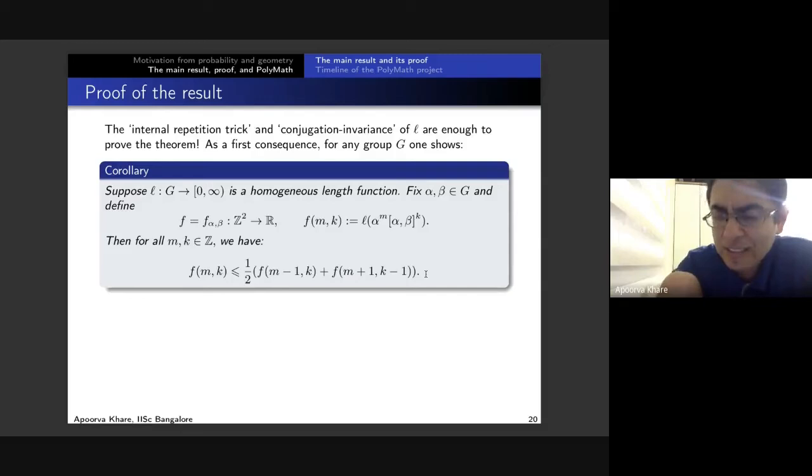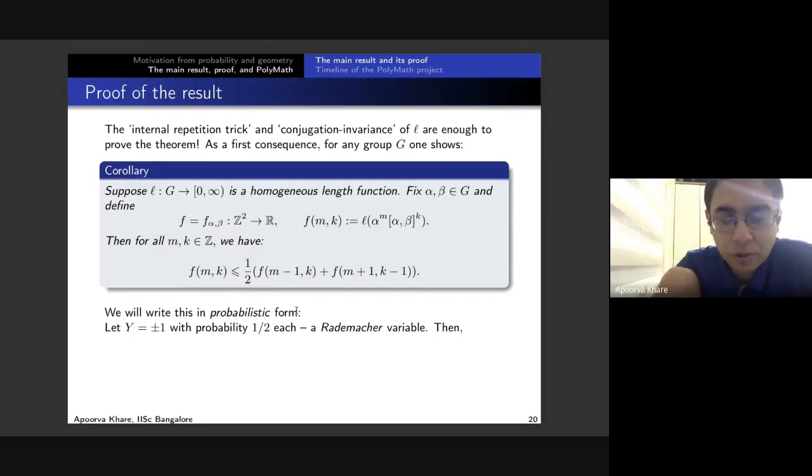We will write this in probabilistic form. So this slide and the next slide, I'm just going to write probabilities and then that's the end of the proof. Let y equal plus or minus 1 with probability half, so it's like a fair coin. The binomial variable takes values 0 and 1, while the Rademacher variable takes values minus 1 and 1. So it's just the same as a shifted binomial variable. Let y be such a Rademacher variable.